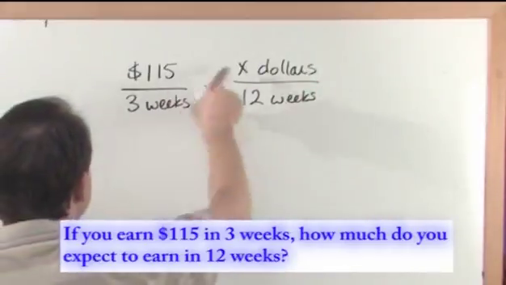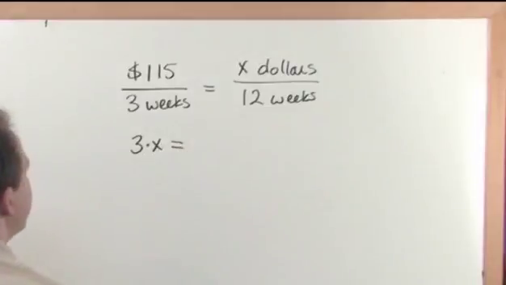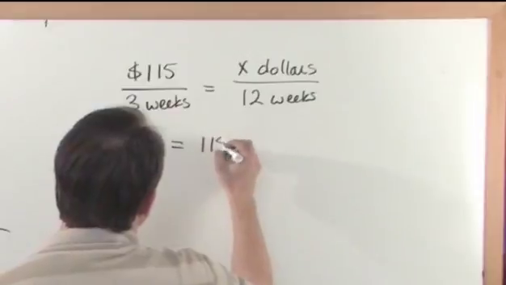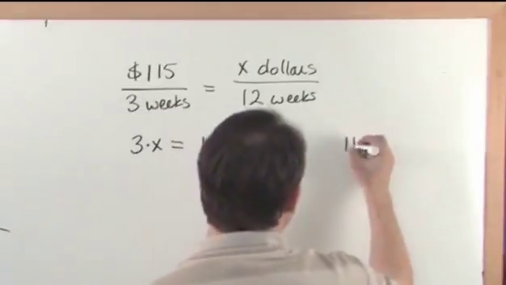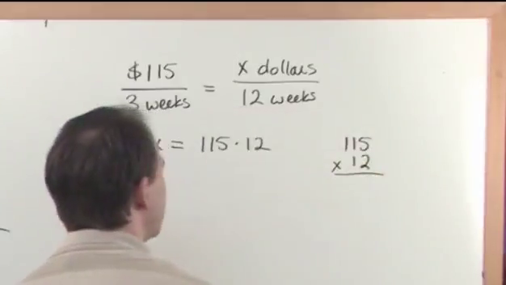Let's cross multiply. 3 times x is just 3 times x. I can't do anything with it. Okay? And over here, I've got 115 times 12. Now, I surely don't know what 115 times 12 is, so let's just write it down here and find it out. Let's solve for it.